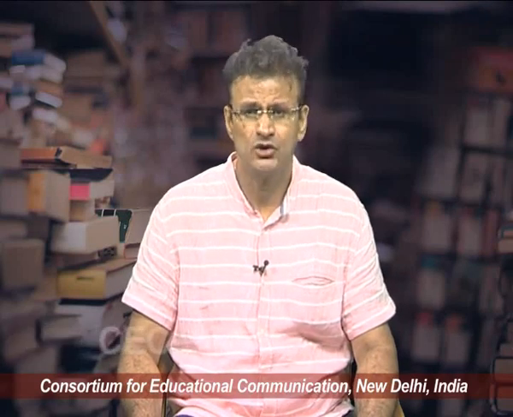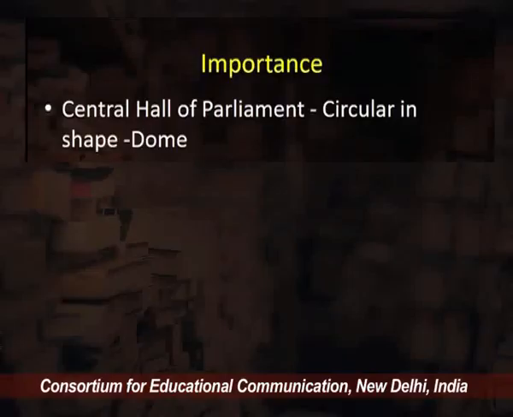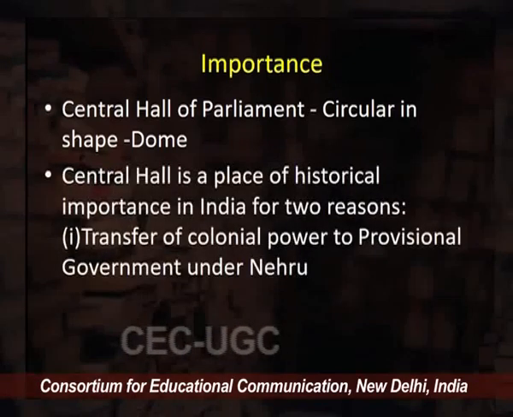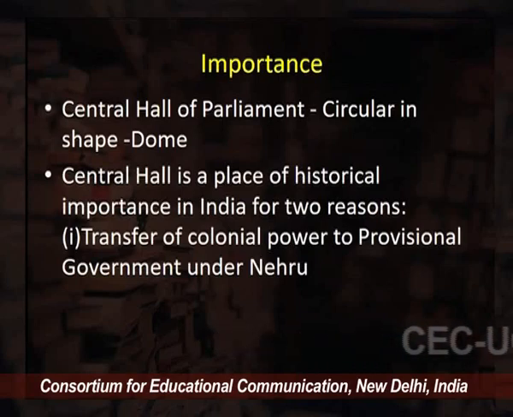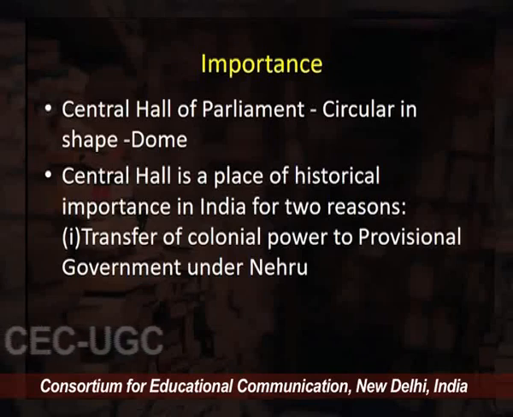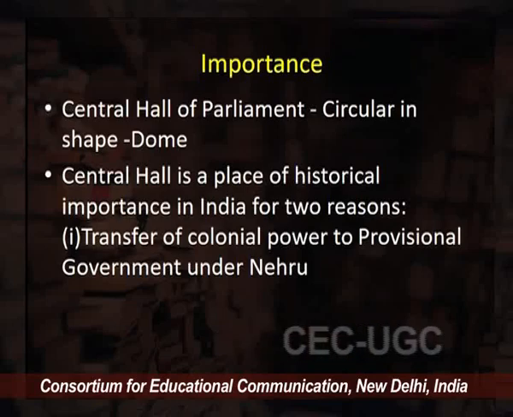And when you talk about the significance of the Central Hall of the Parliament, which is circular and dome-shaped, it is a place of historical importance in India for various reasons. Firstly, the transfer of colonial power to the provisional government under Nehru took place here. So we find how India achieved its independence because of the transfer of power which happened during this time.